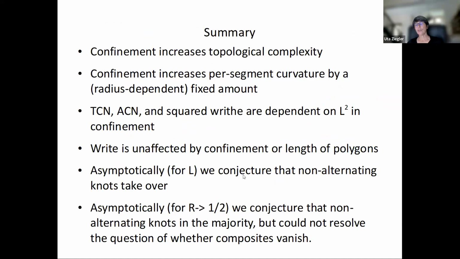Okay, so in summary, confinement increases topological complexity. Confinement increases per segment curvature by a radius-dependent fixed amount. The topological crossing number, the ACN, and the squared writhe depend on L squared and on confinement. The writhe, there's an H missing, is unaffected by confinement or the length of the polygons. Asymptotically for L, we conjecture that non-alternating knots take over. Asymptotically for R towards 1/2, we conjecture that non-alternating knots become the majority, but we could not resolve the question of whether or not the composites vanish.